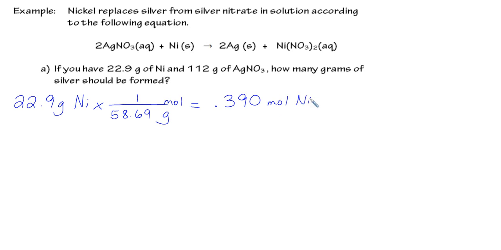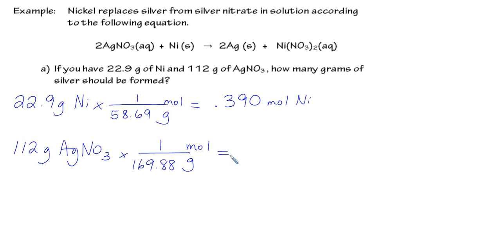We do the same thing with the silver nitrate. 112 grams of silver nitrate. We want it out of grams into moles. So we'll just add this one up. Nitrogen, 3 oxygen, and 1 silver for a total of 169.88. And in moles, I'm about 0.718 moles of silver nitrate.